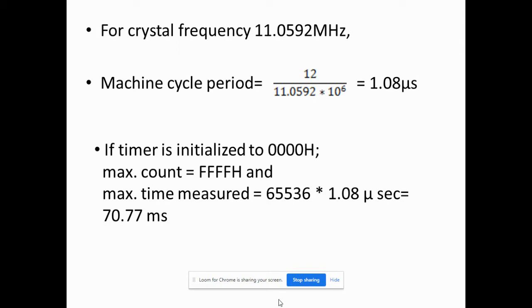As this timer is 16-bit, the maximum count generated will be 2 raised to 16, that is 65,536 decimal or FFFF hexadecimal. So the maximum time generated or measured will be calculated by 65,536, that is the maximum count, multiplied by 1.08 microsecond, the time required to complete one machine cycle, which comes around 70.77 milliseconds.